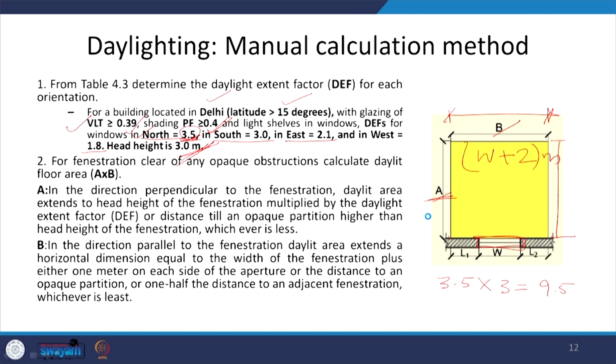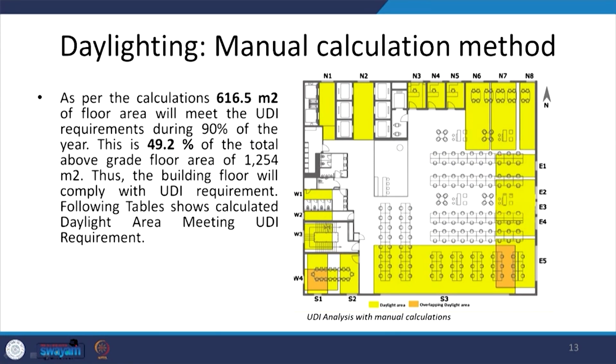On the basis of this, we will calculate the daylit area which is available for each of these windows in different directions, orientations. We will calculate it based upon the DEF for north, south, east and west, and together we will calculate the total area which will meet the UDI requirement, the usable daylight requirements as per the prescriptions of ECBC. As per these calculations this comes out to be 49.2%, which implies that this particular design is compliant as far as daylighting requirements are concerned.